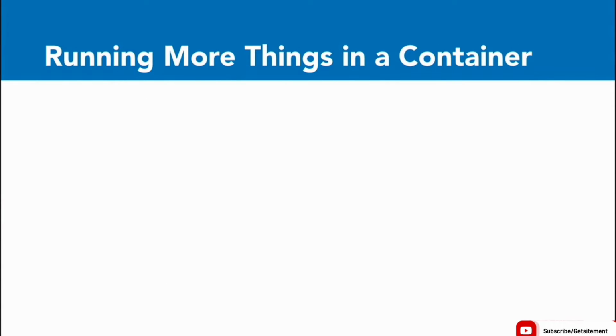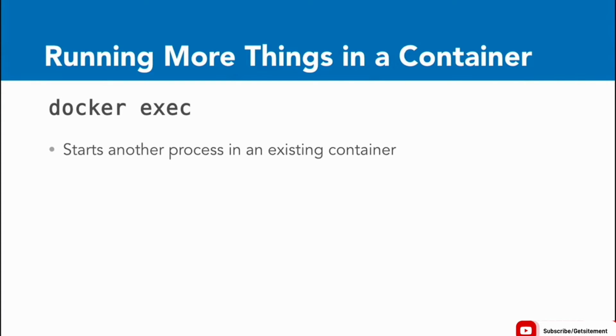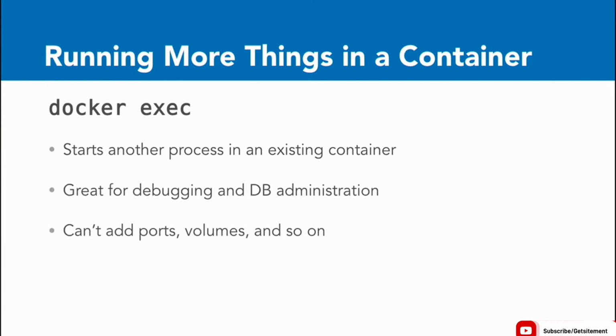container slash name. Now let's say you want to run more things in a container. You started a container, it's got something running, and you want to add another process to a running container. This is really good for debugging. Your container is acting up, you just want to jump in there and figure out why. You don't get to add extra fancy stuff with this, you just start a process in it. You can't use it to add more ports or volumes or any other stuff that you can do with Docker.